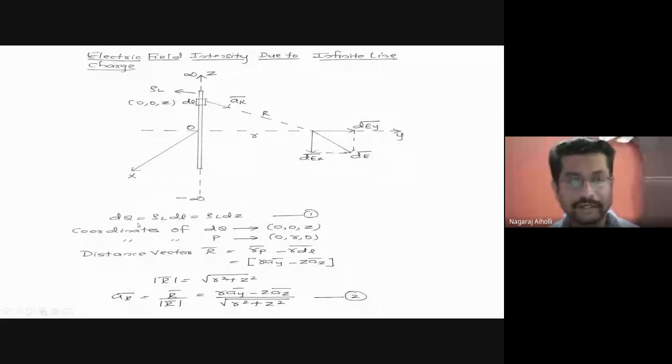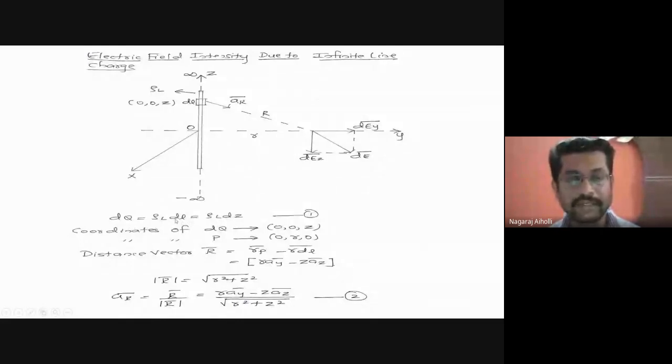Therefore, here I am writing rho L is equal to dq by dl, or dq is equal to rho L dl. Length is dl in this small elemental length. Then the small amount of charge present in that elemental length is dq. So dq is equal to rho L into dl.